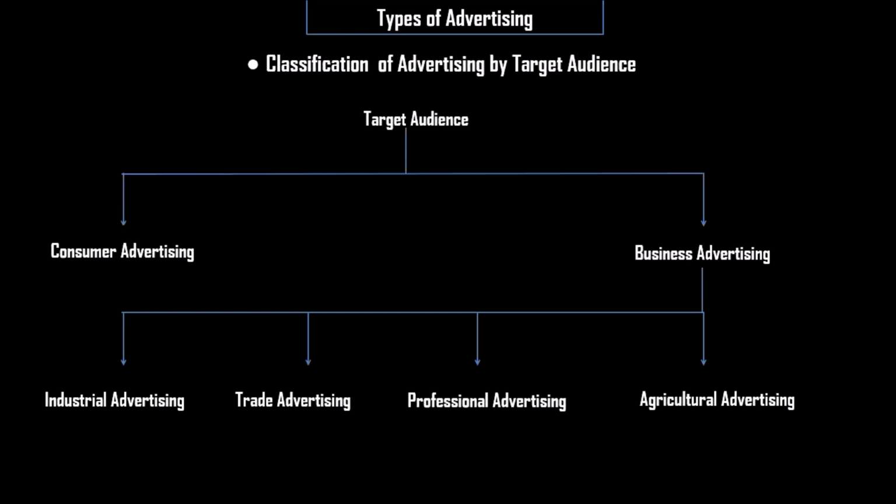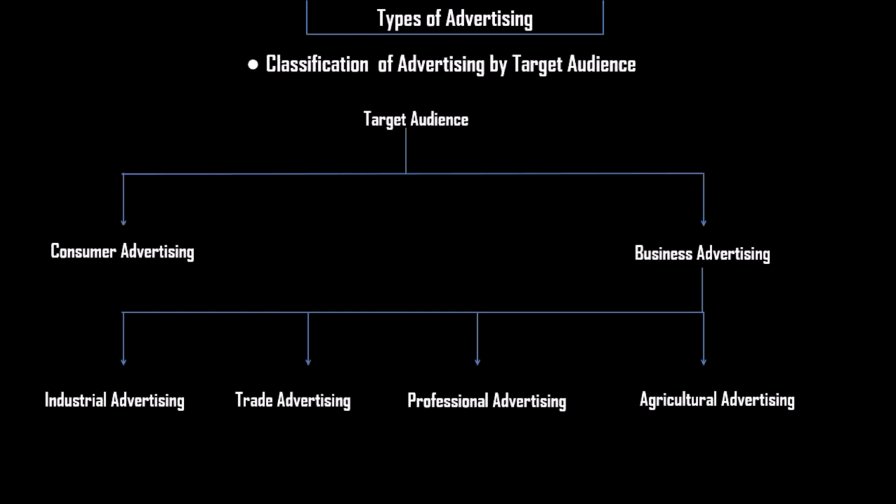Business advertising is further classified into four categories: industrial advertising, trade advertising, professional advertising, and agricultural advertising. Industrial advertising targets individuals or people who buy or use the materials and services needed to conduct a business or manufacture other products.